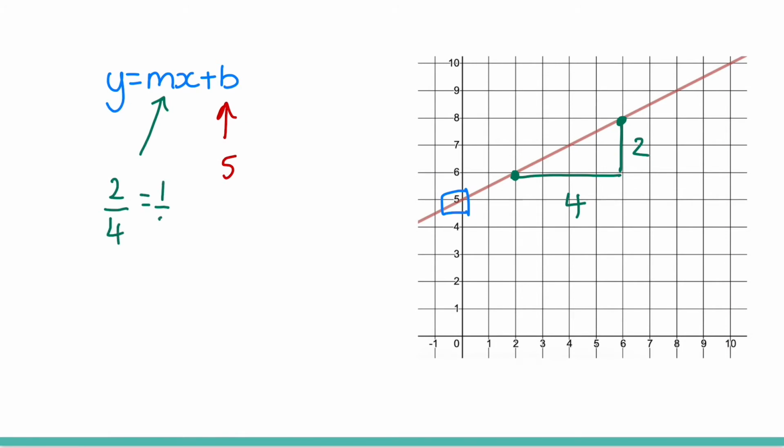That gives me 1/2 if I simplify it. So my final answer, y is equal to 1/2 of x plus 5. So you can still have fractions, you can have negative numbers, anything at all, so long as you've got the gradient times x, and then you've got the y-intercept at the end.